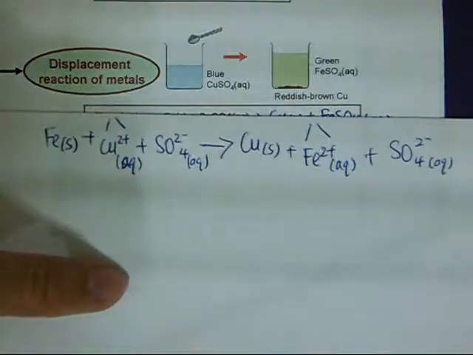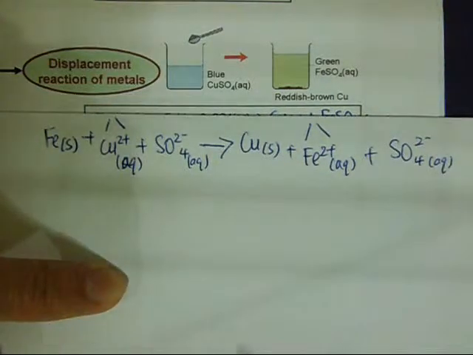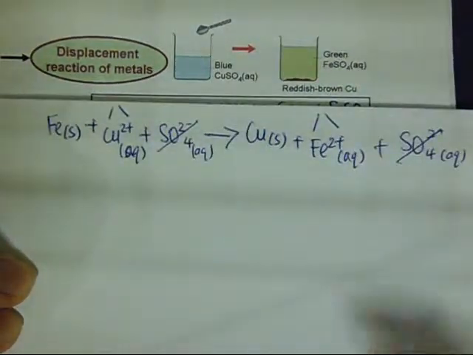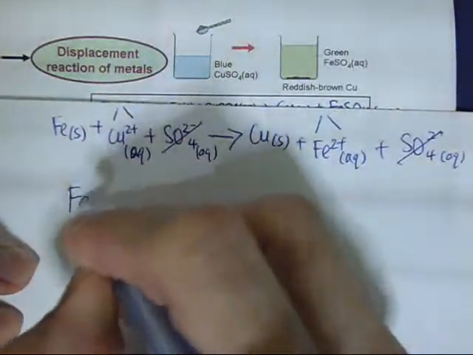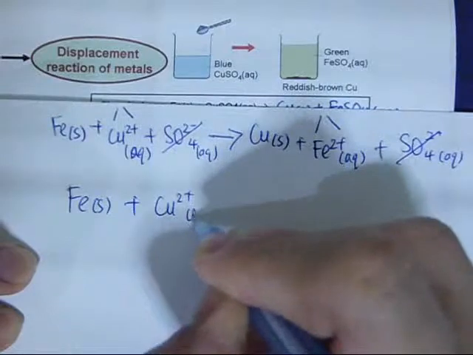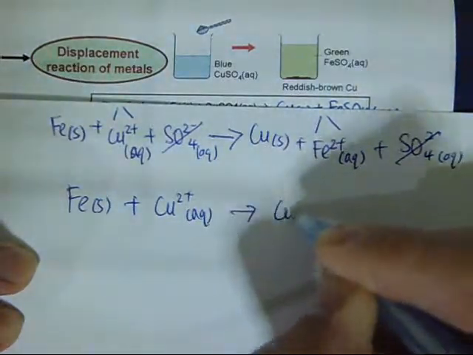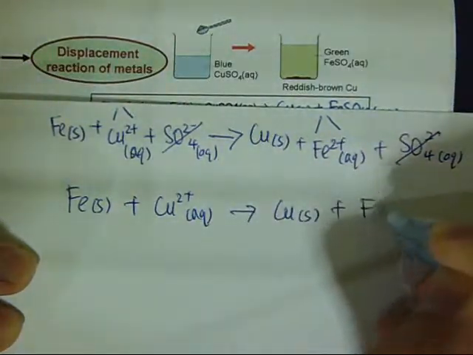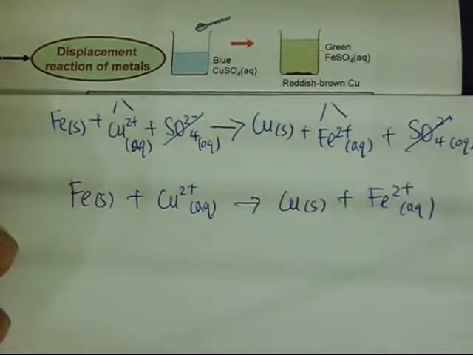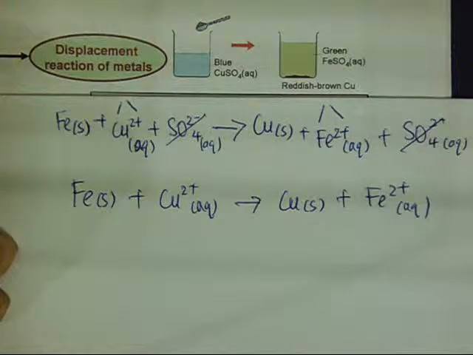Then after that, you have to look out for the spectator ions, ions which appear on both sides of the chemical equation. They are exactly the same on both sides of the chemical equation. In this case it would be the sulfate. So these two I cancel off, and then rewrite the chemical equation again, and this would be your ionic equation. This is how you write an ionic equation.